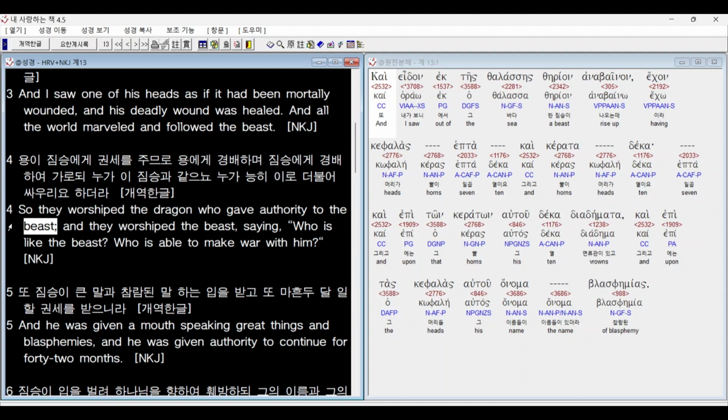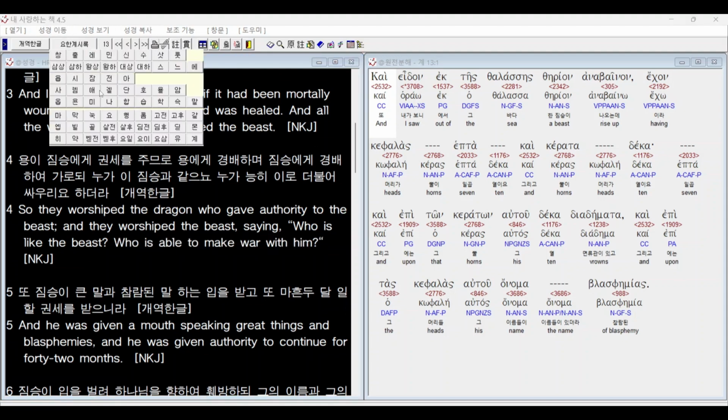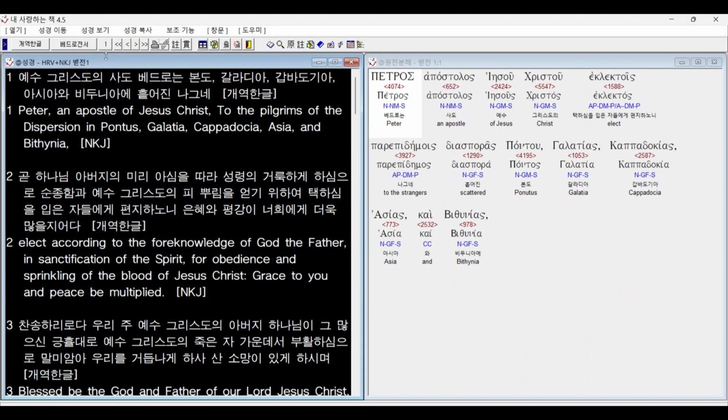What are they doing? They worship the beast. Who is like the beast? Who is able to make war with him? Who is able to resist him? Who is able to stand against him? We just look at that, right? When we go to 1 Peter chapter 5.